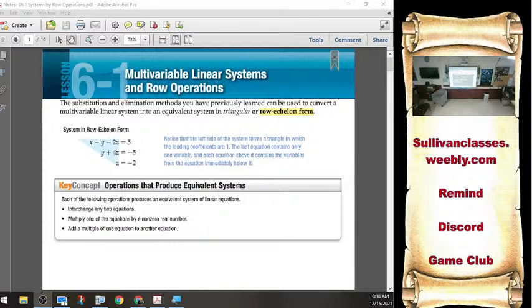New packet 6.1 is a 2-day adventure, and it's got a lot of moving parts to it, so let's get going.